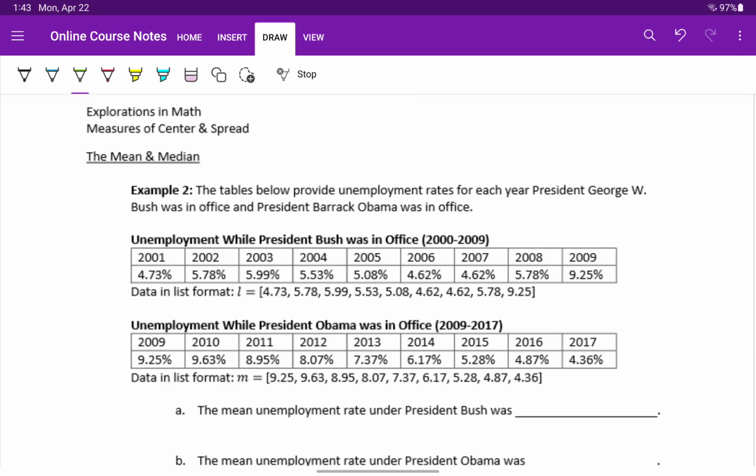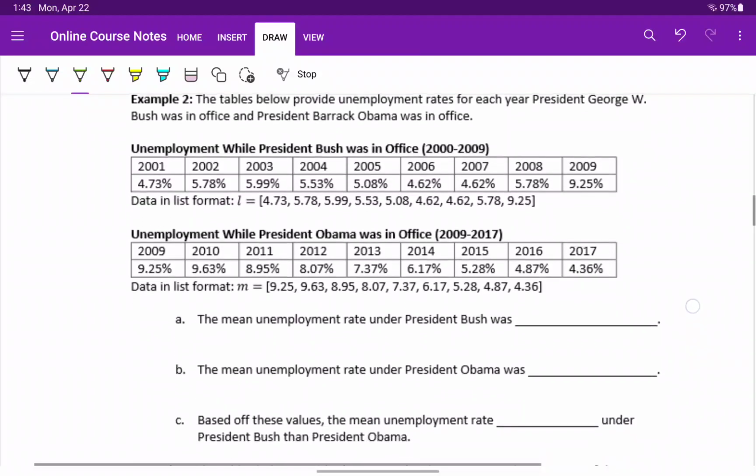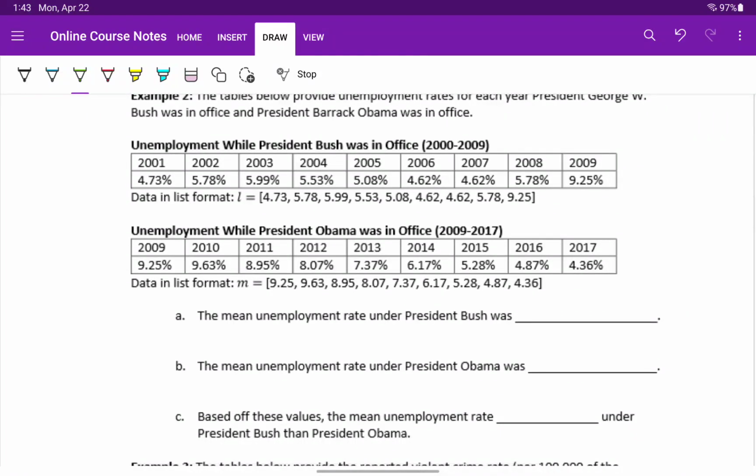In example 2, we're told that the tables below provide the unemployment rates for each year President George W. Bush was in office versus the years that President Barack Obama was in office. So we have those two tables. What we want to do is find the mean unemployment rate for each data set and then make a comparison between those two.